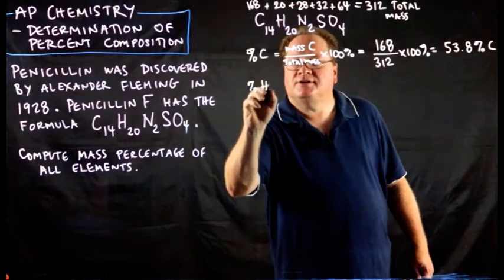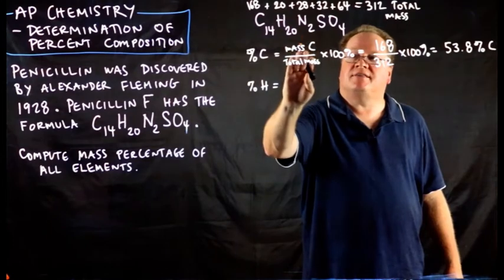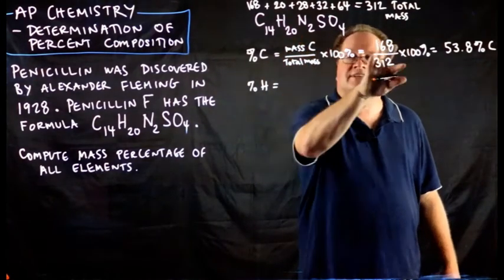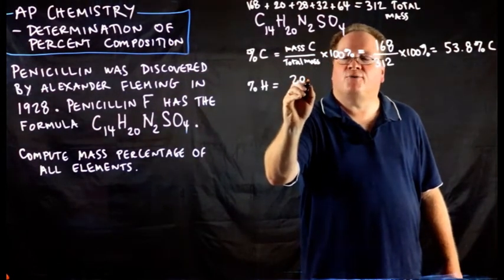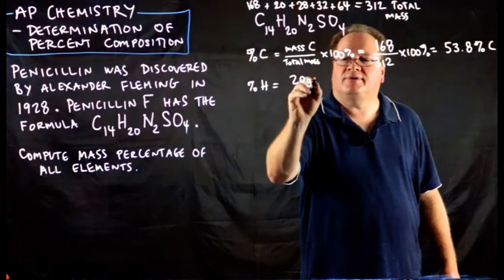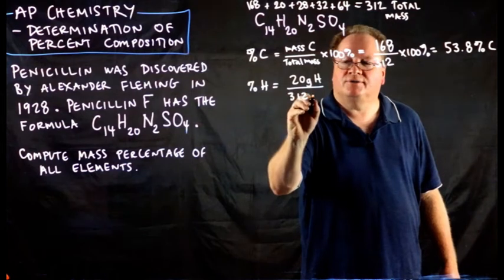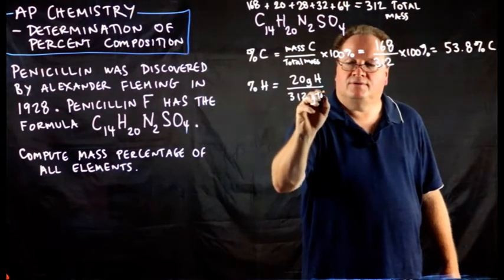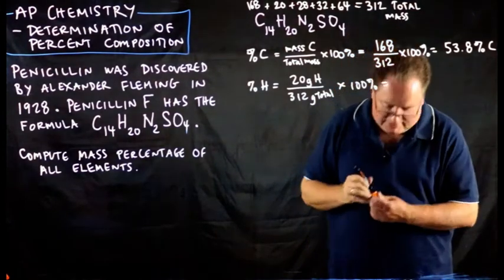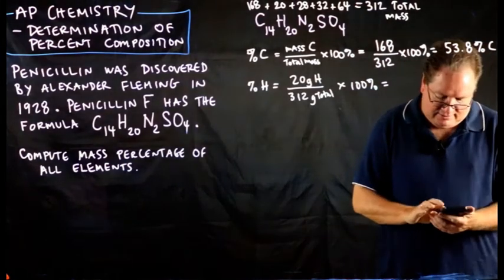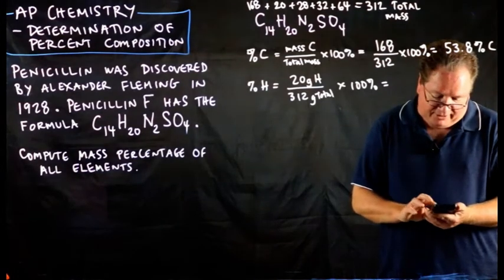On to the hydrogen. Again, I'm going to do it the same way, except I'm going to use the mass of hydrogen instead of the mass of carbon. So I'm going to kind of go straight to here. I know that the total mass of hydrogen is 20 grams for every 312 grams total, times 100%. 20 divided by 312.